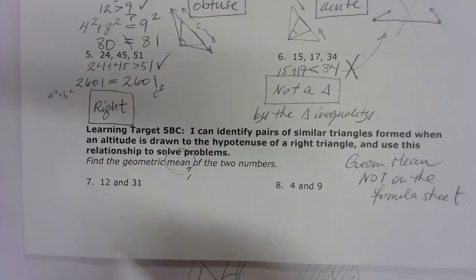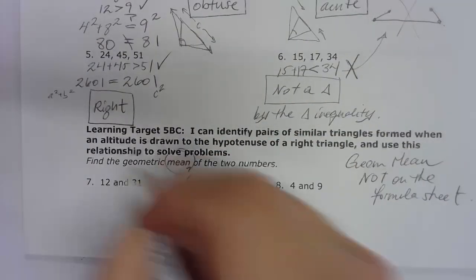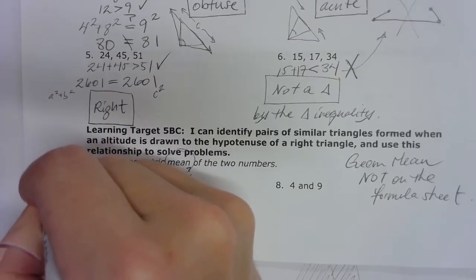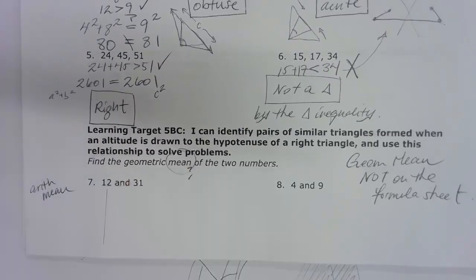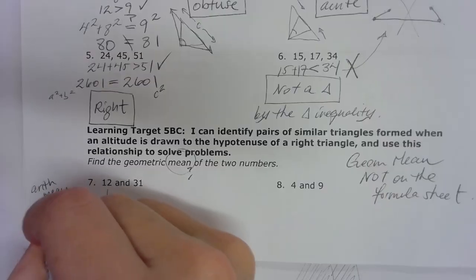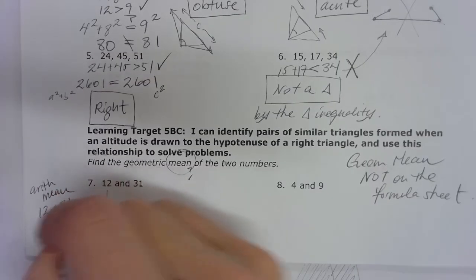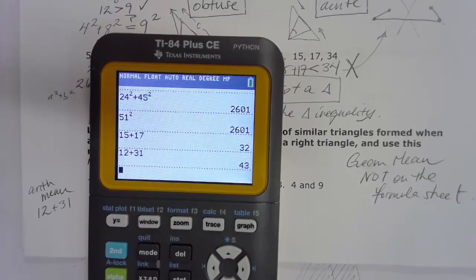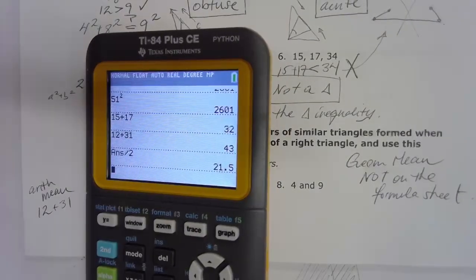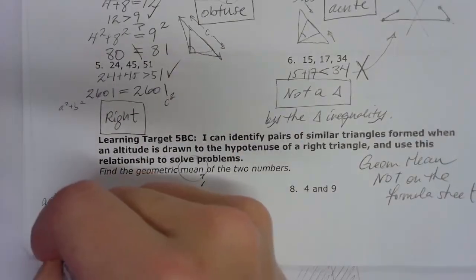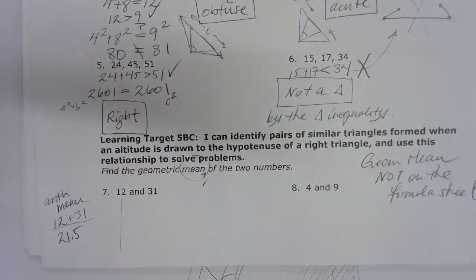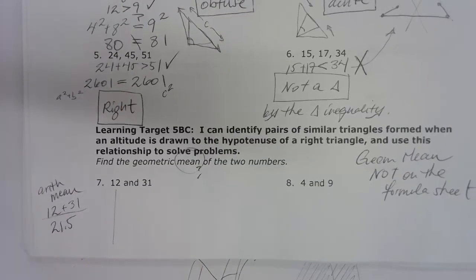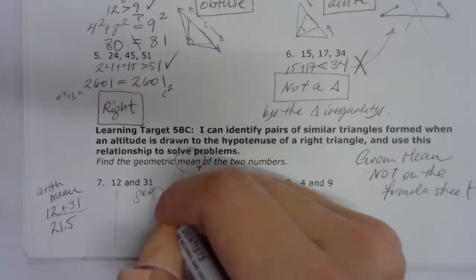Okay? If you were to take the average of two numbers, like 12 and 31, and just to be safe here, this is the arithmetic mean. It's often called the arithmetic mean. What you learned in middle school is that 12 plus 31, you can add up these numbers and then divide by how many there are to get the middle, which is 21.5. Okay? So this is the middle if you were adding. The geometric mean is like the middle if you were multiplying.